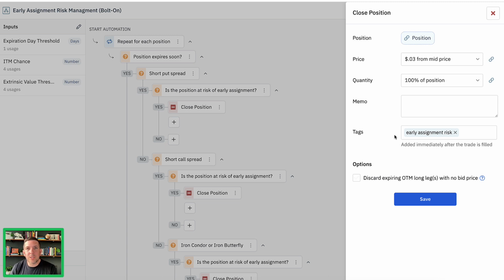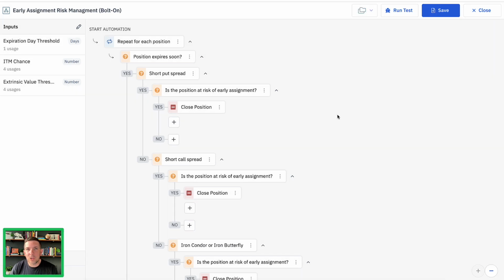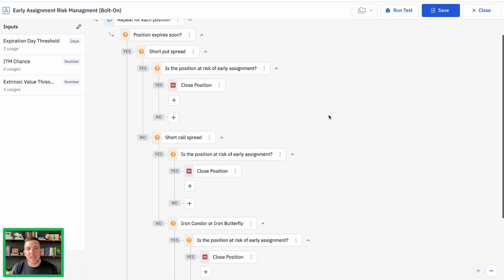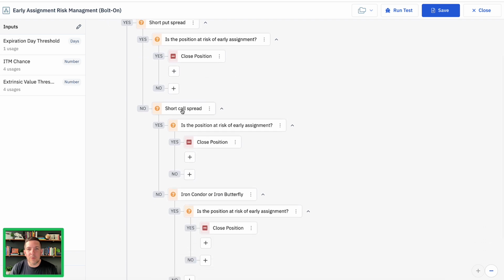This is important to me because I want to know when I close a position, if that position was closed due to whatever factors. If it was closed for profit taking or reversal or whatever, I can track that, and I can tag that position early assignment risk. Then I know which positions were closed for early assignment risk and which ones weren't just by looking at the actual tag. And I'll show you that here in a second. So the next thing is, if it's not a short put spread, again, it's going to evaluate a short call.